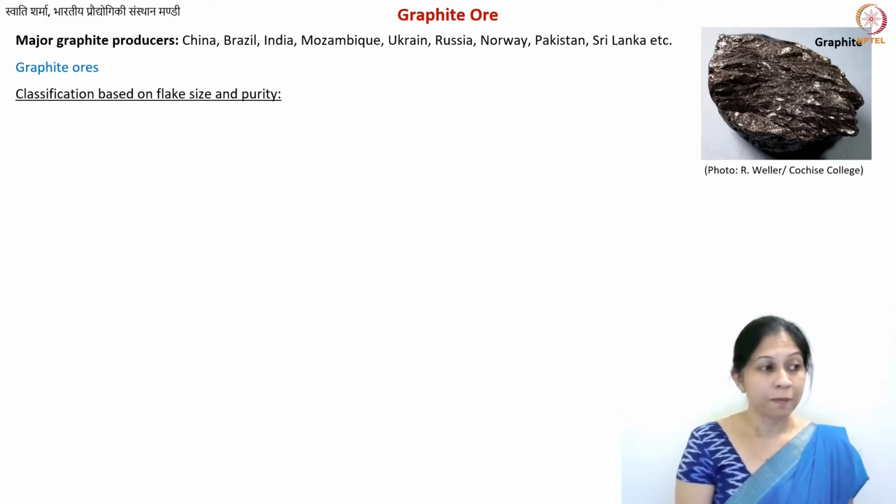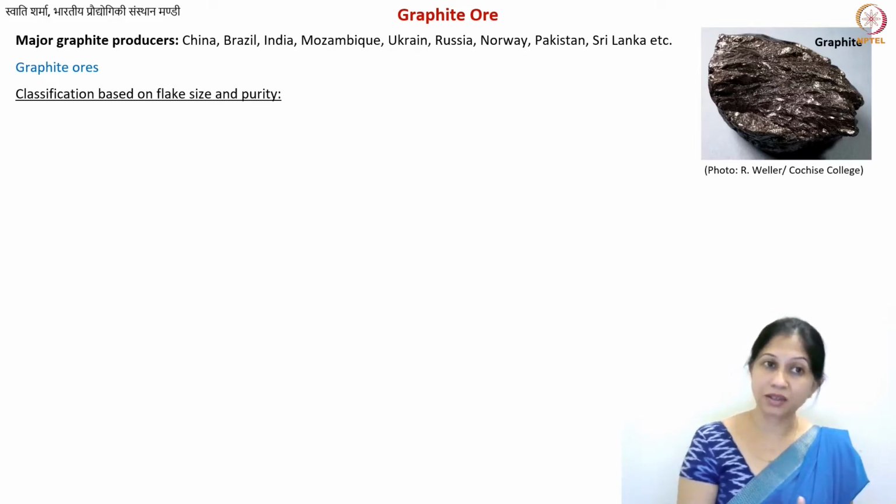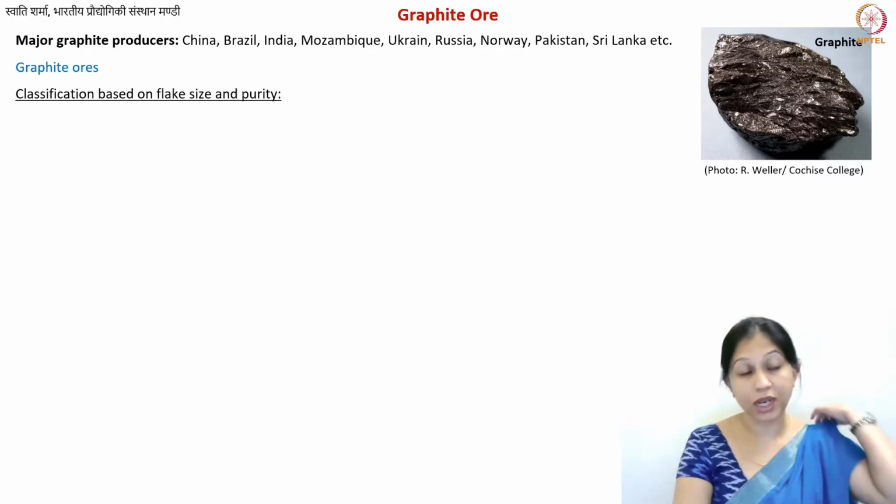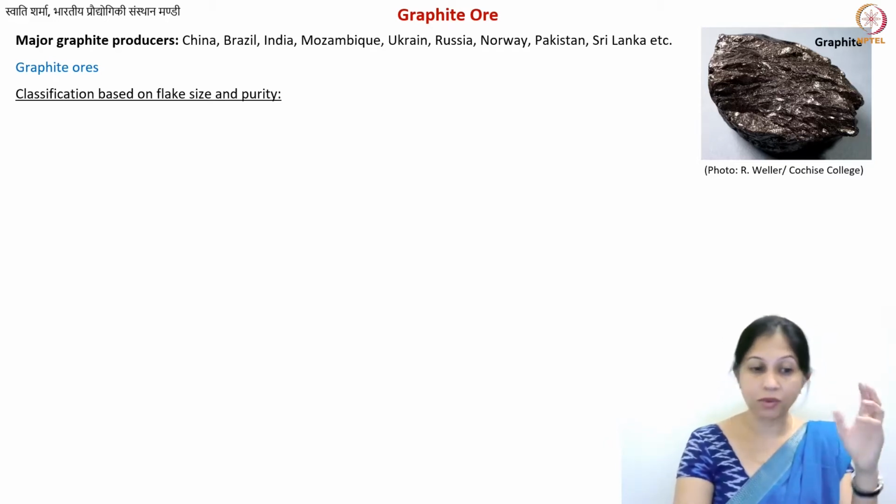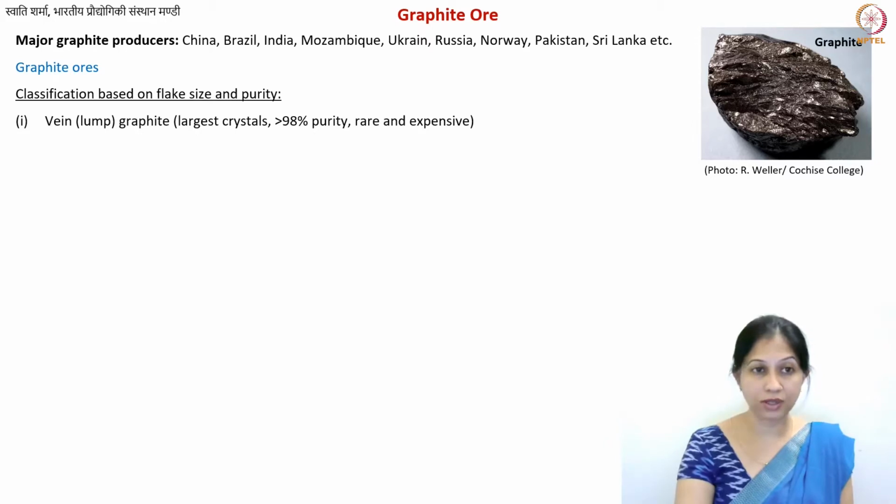Now, are all graphite ores the same? The answer is no. We will have different types of graphite. Based on the quality and the crystal size, we can classify these different ores. For example, the first one is known as the vein or lump graphite. This is the highest quality graphite, and the quality is, of course, decided by A, the crystal size, and B, the purity. This kind of graphite is mainly found in Sri Lanka.